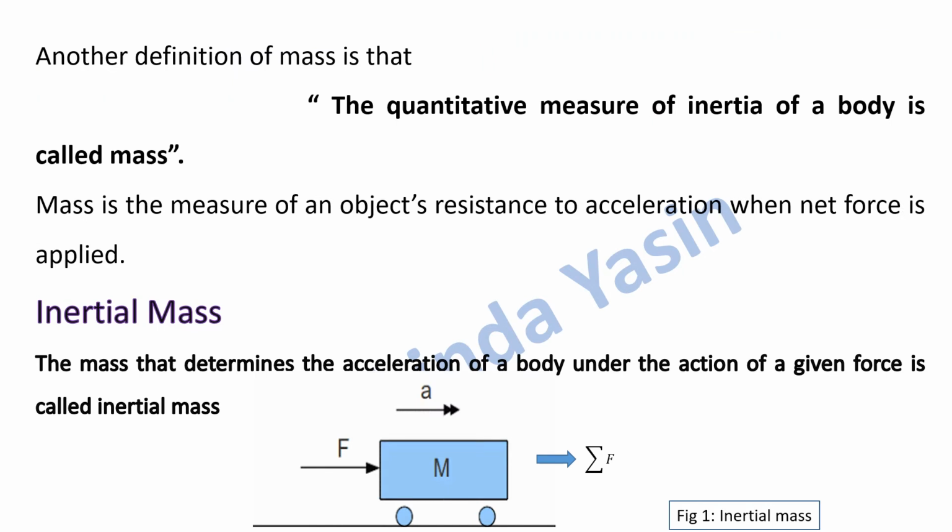As I have told you, the quantitative measure of inertia of a body is called mass. So the mass is the measure of an object's resistance to acceleration when a force is applied. It means that the greater the mass, the greater the resistance to acceleration when a net force is applied on it, and the smaller the mass, the smaller the resistance. There is another property called the inertial mass, a concept given by Galileo. The mass that determines the acceleration of a body under the action of a given force is called inertial mass.